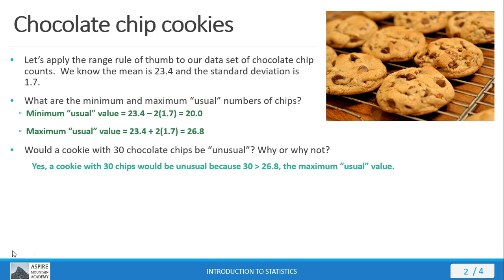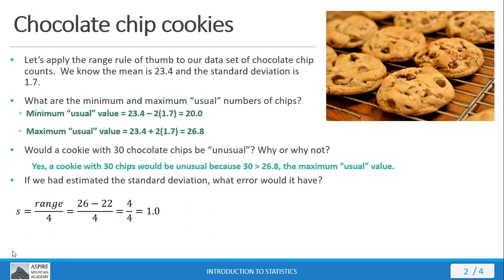Now, you MyMathLab users may see a question like this in your assignments asking about the error in estimating standard deviation. So let's go over how to answer it. First, we're going to have to calculate an estimated standard deviation. We do that by calculating our range of usual values, which is our max usual value minus our min usual value. We then divide that difference by 4. This gives us an estimated standard deviation of 1.